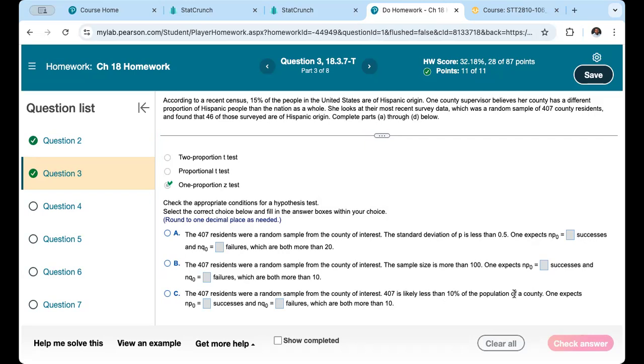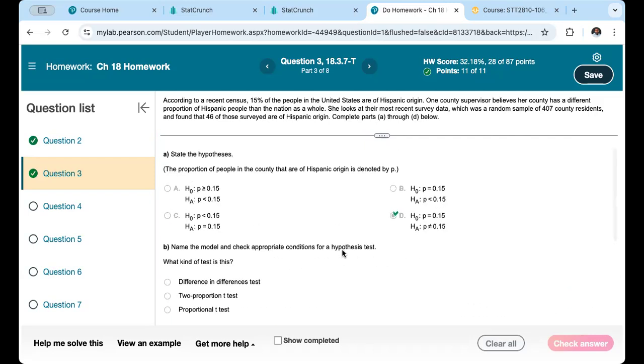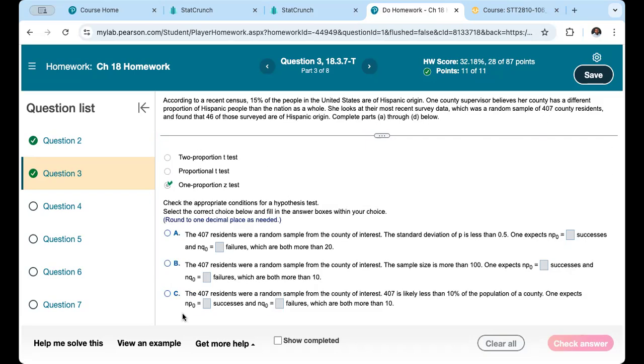So all that we want to do is to check the success or failure condition. So we want to do n times p naught. What is our p naught here? In my case, the p naught is what? 0.15. Is that okay? So what is our n? When you read through the problem, n is what? 407. So let's try to multiply that. 407 times 0.15.